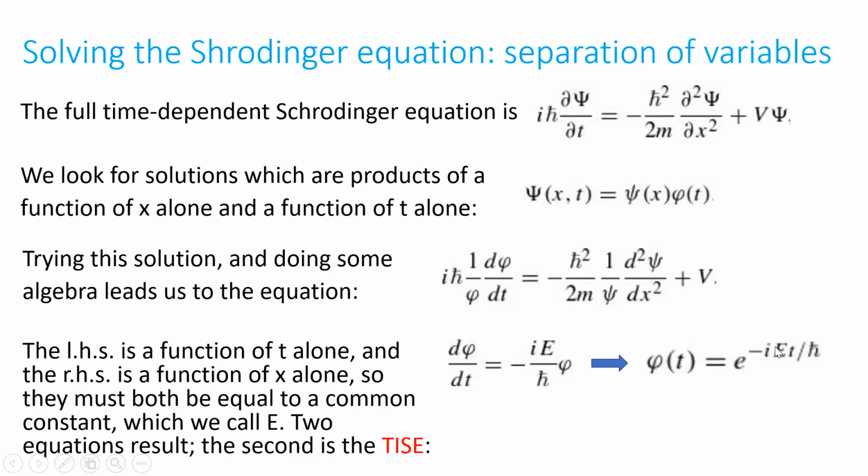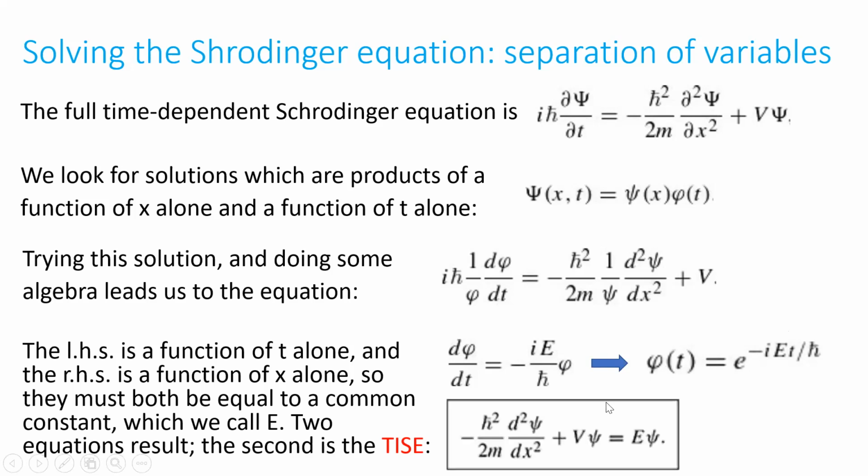So the solution is just this constant times e to the minus iE over h bar times t, exponentiated. And this is sort of a harmonic time dependence, because e to the i gives sines and cosines. So we expect some kind of regular oscillation in time for that time dependence.